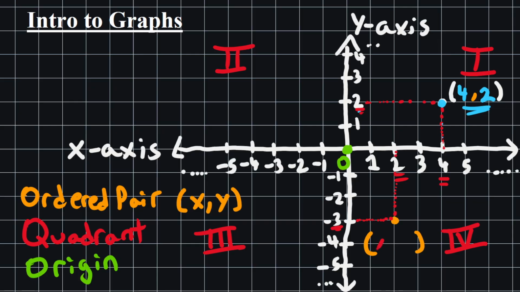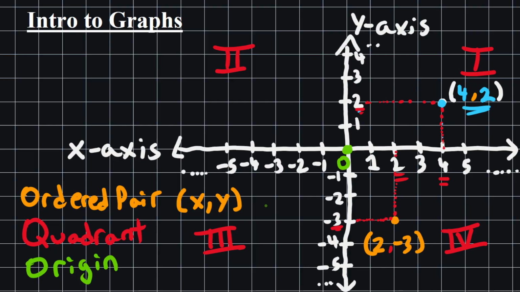So our ordered pair is x comma y. What is our x? Well, what does it touch on the x-axis? It touches this 2 right here. So our x is 2. And what is our y? Over here on the y-axis, it touches this -3. So our y is -3. Therefore, we can represent this point as 2, -3. We'll do one more example.